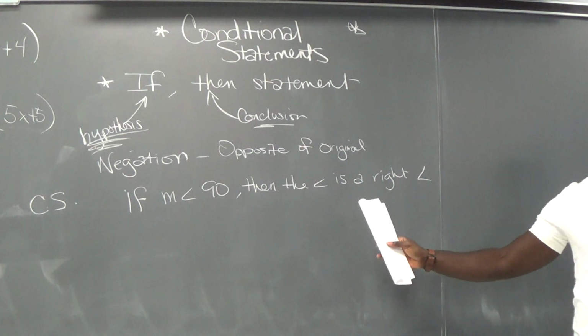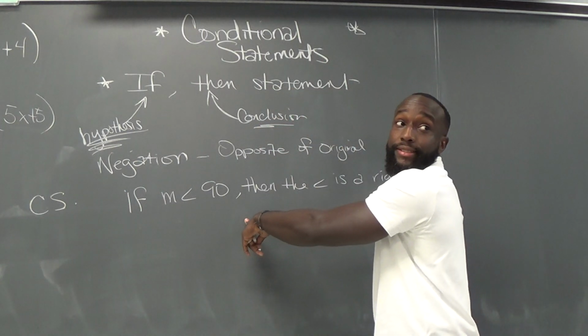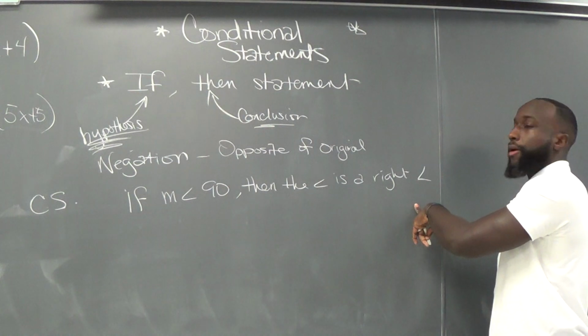A negation would be: if it's not 90 degrees, then it's a right angle.